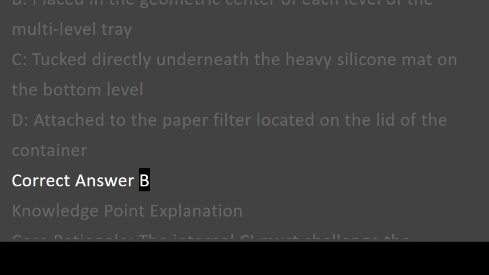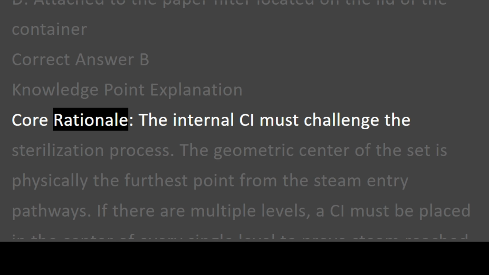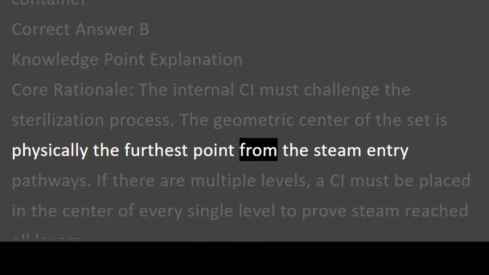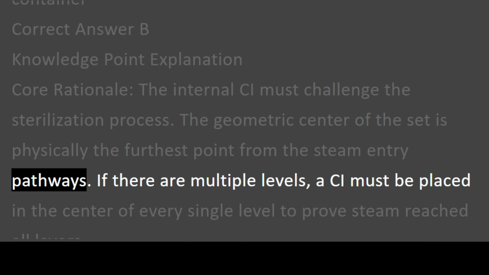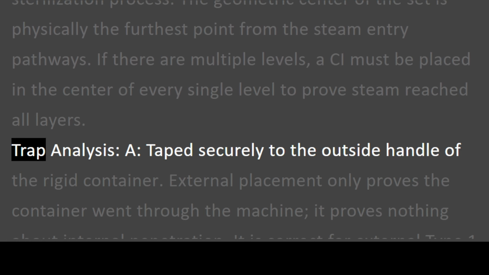Correct answer: B. Knowledge point explanation. Core rationale: the internal CI must challenge the sterilization process. The geometric center of the set is physically the furthest point from the steam entry pathways. If there are multiple levels, a CI must be placed in the center of every single level to prove steam reached all layers.